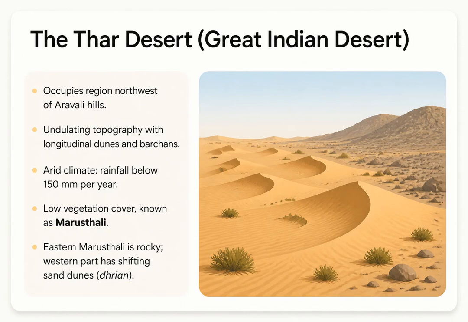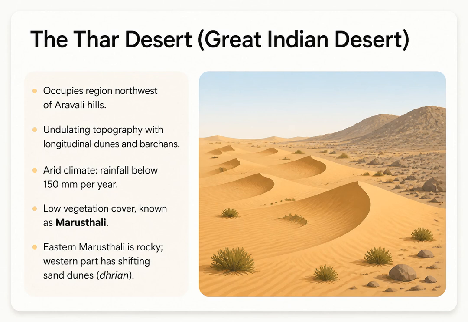The Thar Desert, or the Great Indian Desert, dominates the northwest of the Aravalli Hills. It features a wavy topography covered in longitudinal sand dunes and crescent-shaped dunes called barchans. The climate here is severely arid, receiving less than 150 millimeters of rainfall a year, which means very little vegetation can survive. Because of this, it's called Marusthali, or the land of the dead.